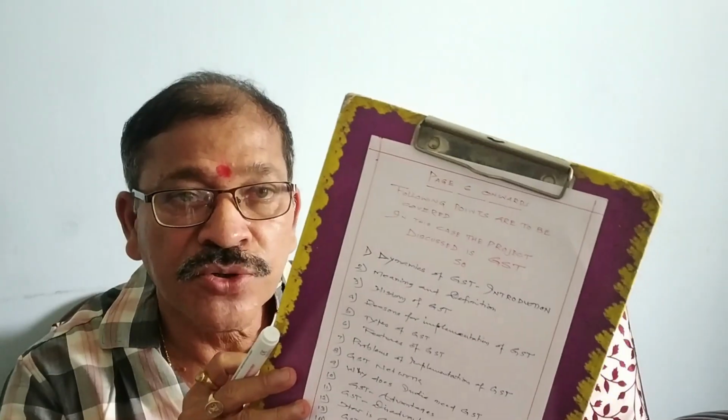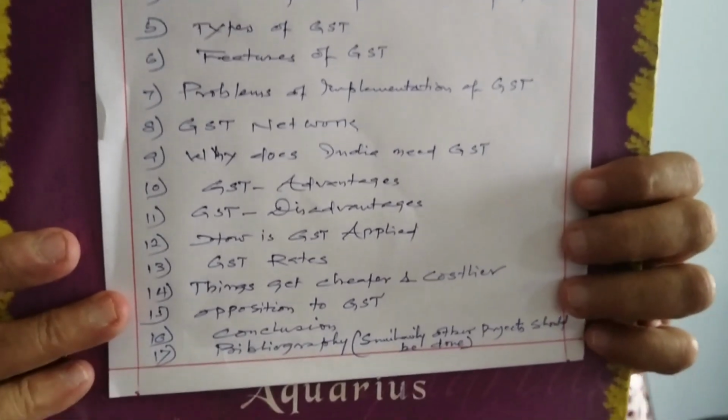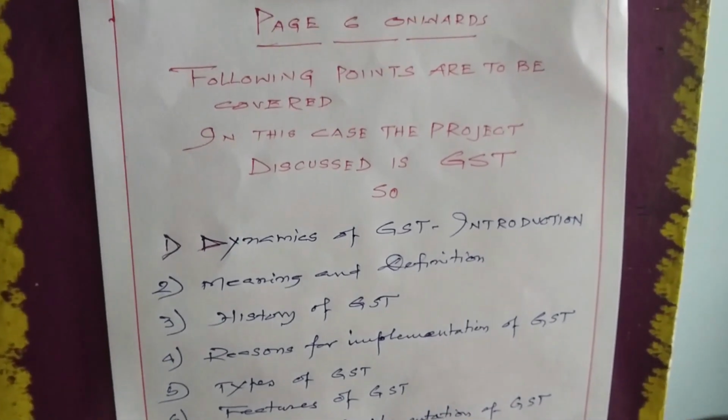Once again I will show you the total in written form. So this is page number 6 onwards. That means page number 6 you will write dynamics of GST, that will continue for 2-3 pages. Then page number 8 or 9 you will write meaning and definition. Like that it will be covering all the points you need to cover. Then last, bibliography.